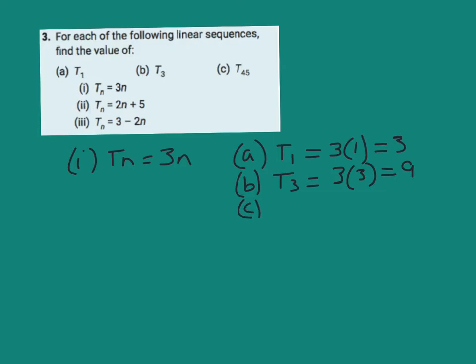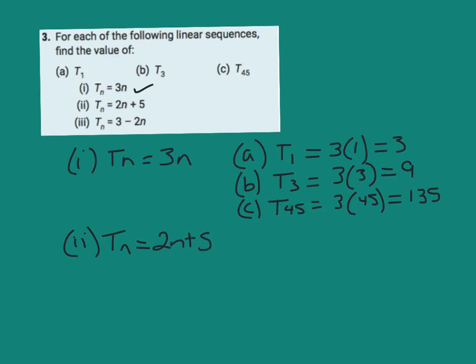And then finally, I have T45. So I am just going to replace the n in that formula with 45. And 45 and 45 is 90, and add 45 will give me 135. The next one then, so that one's done, the next formula was Tn equals 2n plus 5.